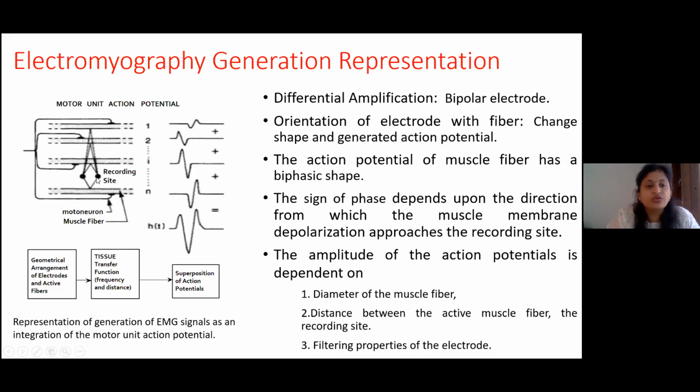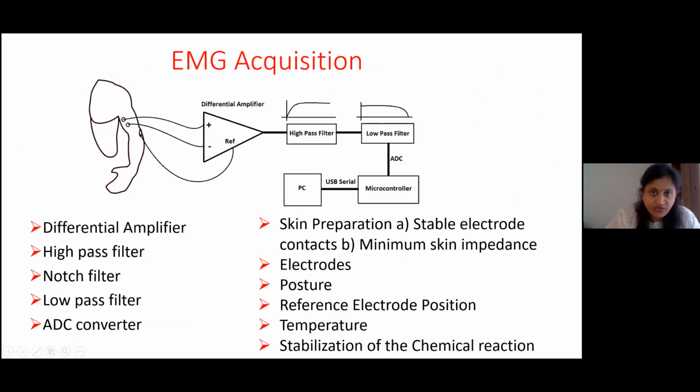What kind of electrode are you using over here? It might be a needle electrode or a surface electrode. So depending on which type of electrode you're using, your EMG amplitude varies. So this is a basic acquisition. Any biomedical signal acquisition goes through like this.